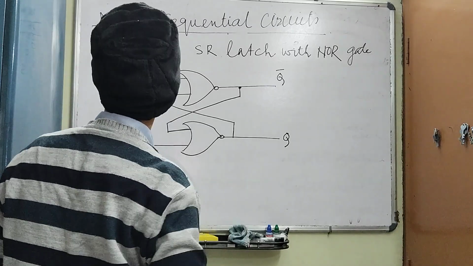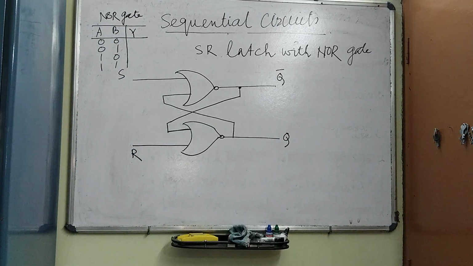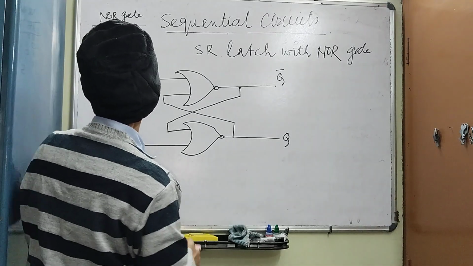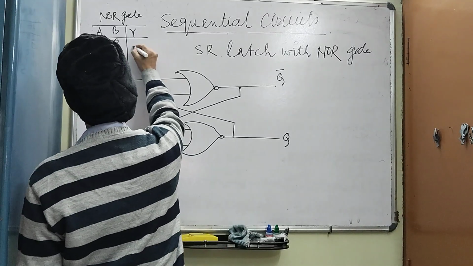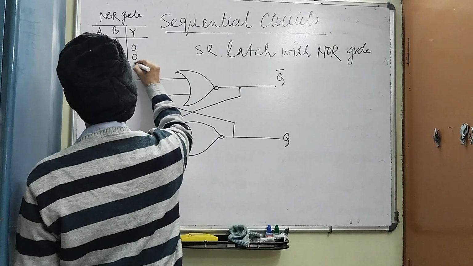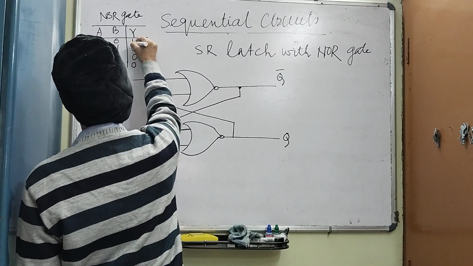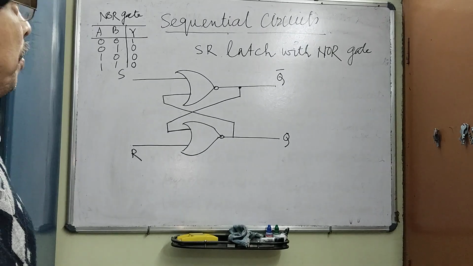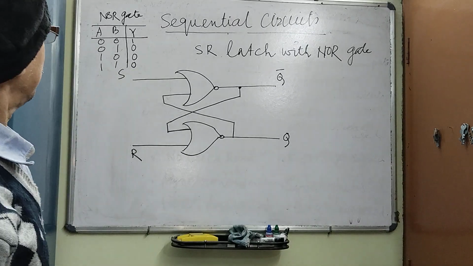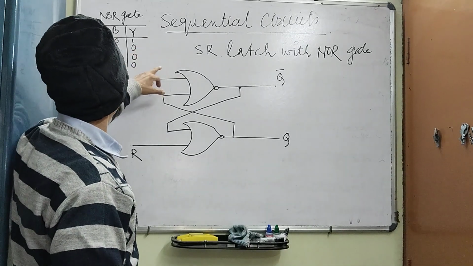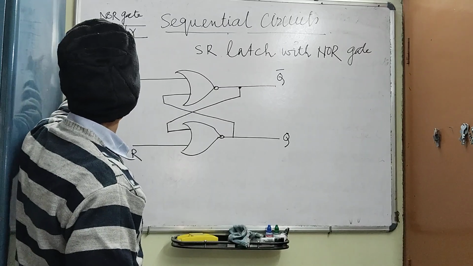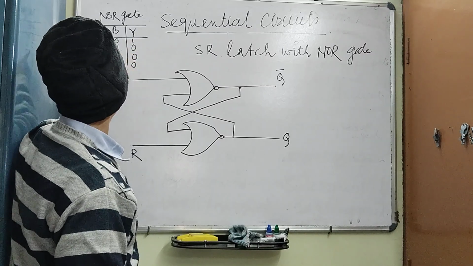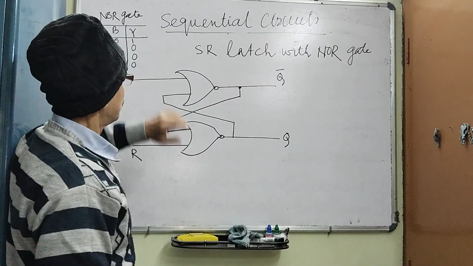What is the basic logic? Basic logic: if any one input is 1, then the output is 0. So this is 1, this is 0, this is 0, and this is 0. This is the basic logic of the NOR gate. It is the opposite of the OR gate. In an OR gate, if any input is 1, then the output is 1, but in a NOR gate, if any input is 1, then the output is 0.